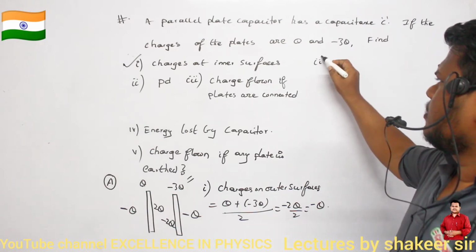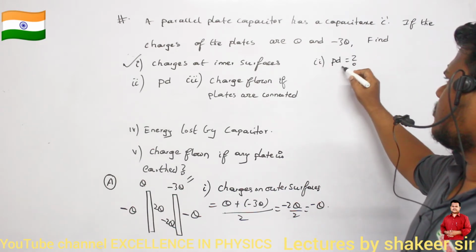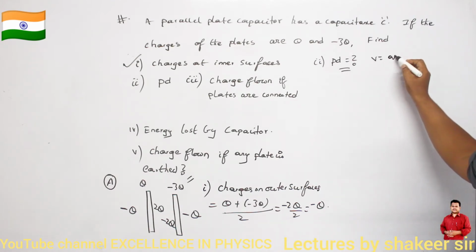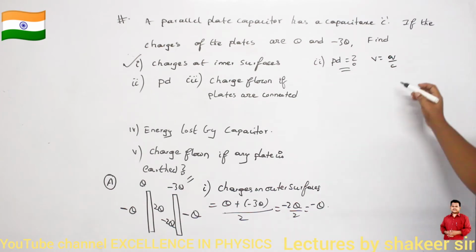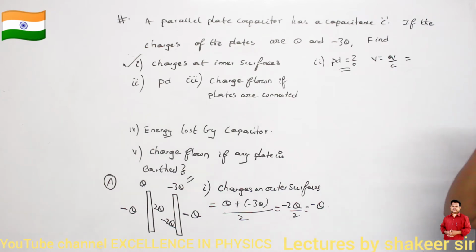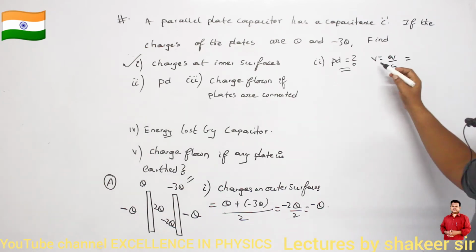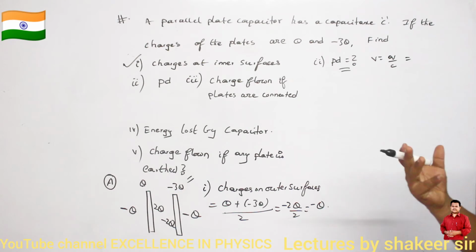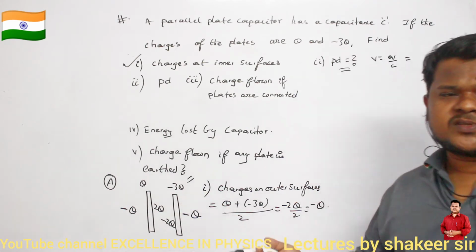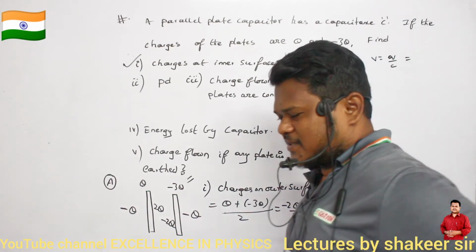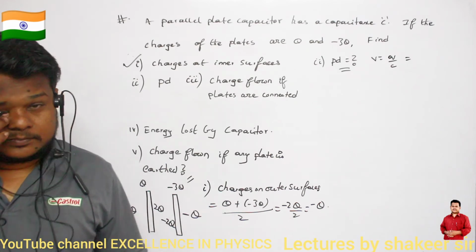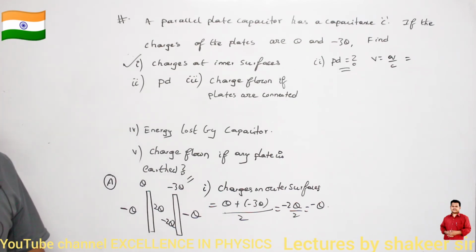What is the second one? The potential difference between the plates is how much? How can I calculate this? Potential difference V is equal to Q divided by C. Now which Q do I have to take? Shall I take this Q, or this Q, or this Q? Which charge do I have to take?